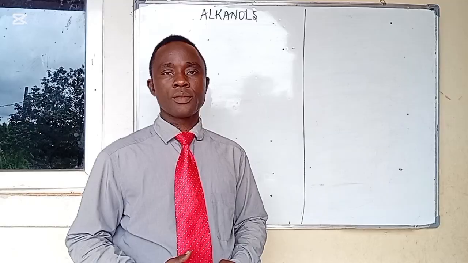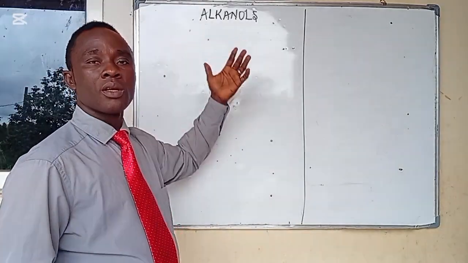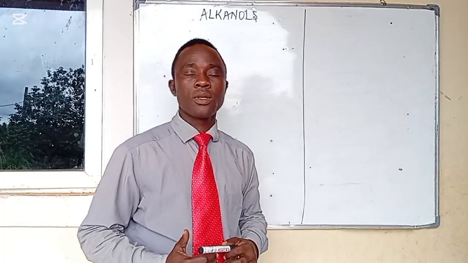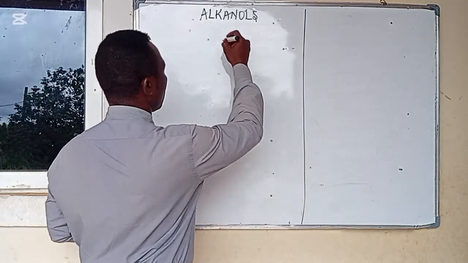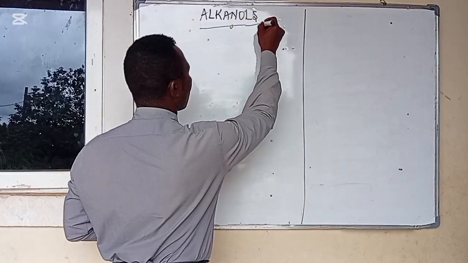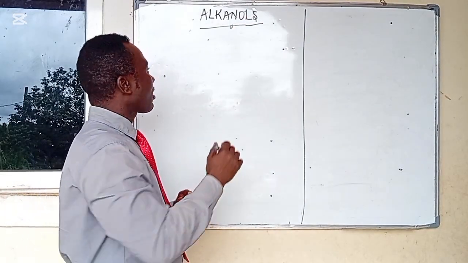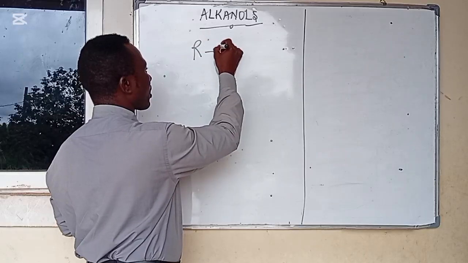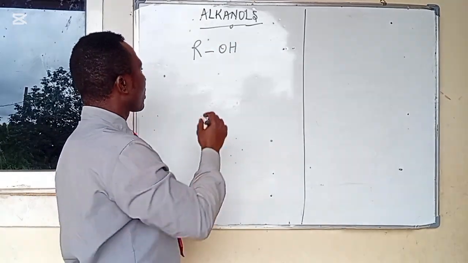Welcome to Best Brain. In my class today, I'll be taking us on alkanols. It's an organic compound, the alkanols. Okay? The alkanols are organic compounds with the molecular formula ROH. Okay? That is the molecular formula.